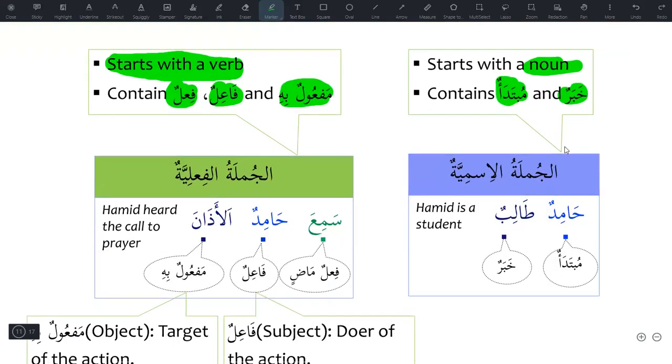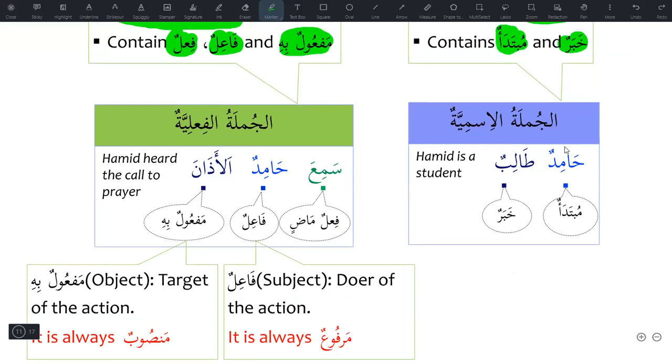Here is a comparison of jumlatul ismiya and fi'liya. Hamidun talibun. Hamid is a student. Hamid is mubtada. Talibun is khabar. Hamid is a student. While jumlatul fi'liya starts with the fi'l. Sami'a is a fi'l, fi'lun madin. So jumlatul fi'liya, verbal sentence, starts with a verb. Sami'a Hamidun.